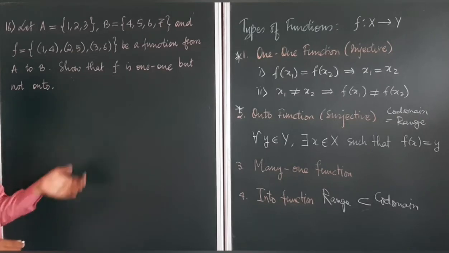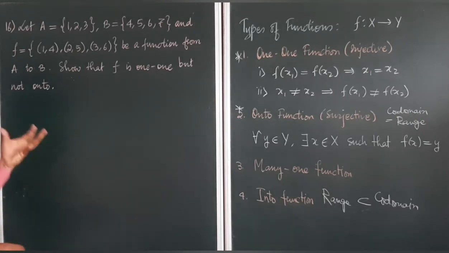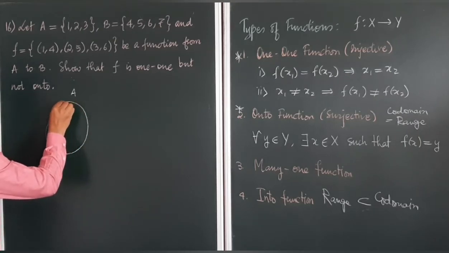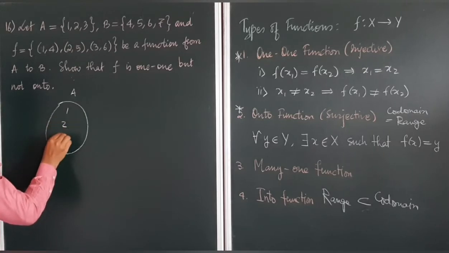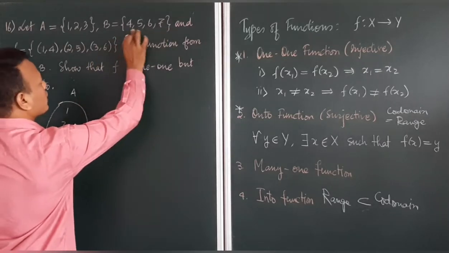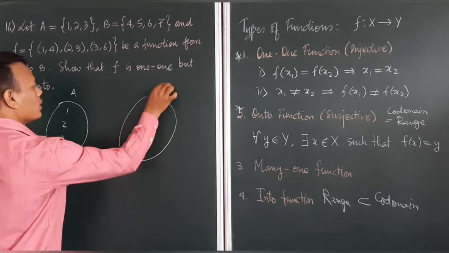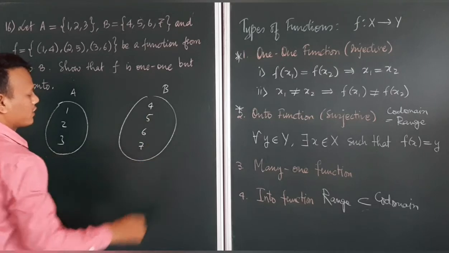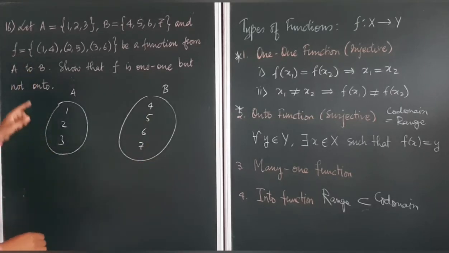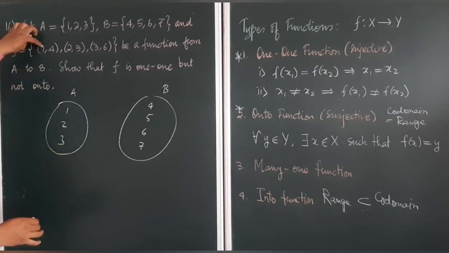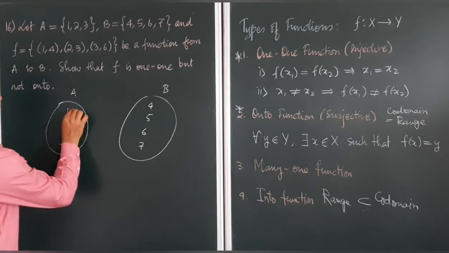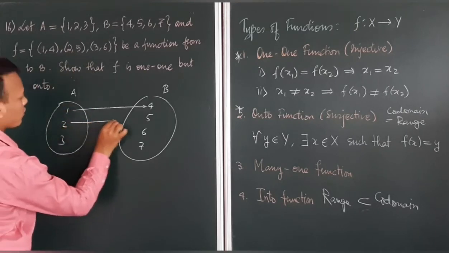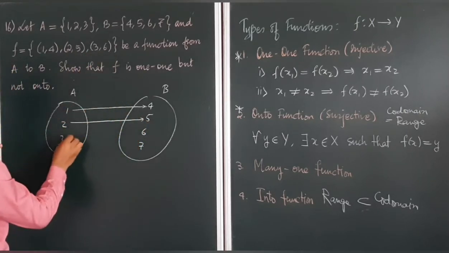In order to understand this, let's draw an arrow diagram, because an arrow diagram makes our work very simple. So we have got A, within A we have 1, 2 and 3, and within B we have 4 elements. So this is my B, with the elements 4, 5, 6 and 7. Let's see how the mapping is happening. 1 is mapped with 4, 2 is mapped with 5 and 3 is mapped with 6.